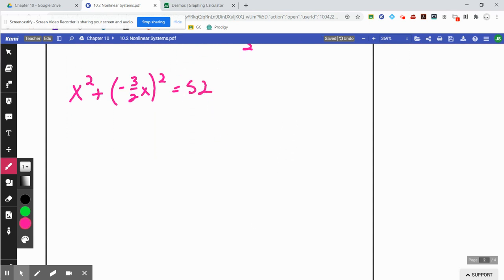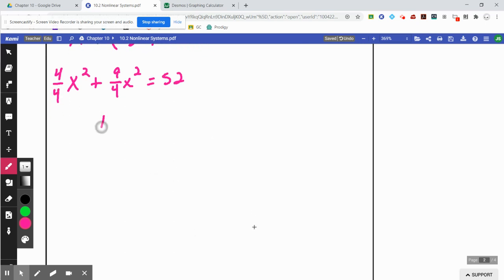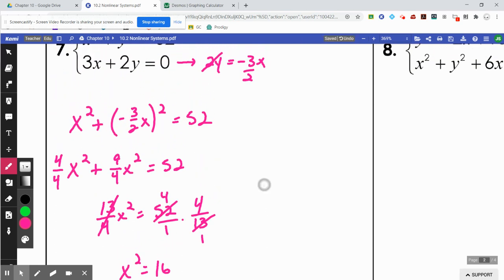To square -3/2 x, make sure you square everything. That's going to be x squared plus, square the negative, square the 3, square the 2, square the x. That's going to be 9/4 x squared equals 52. This is going to be 1x squared will be 4 over 4 with the common denominator. That's going to be 13/4 x squared equals 52. To get rid of 13/4, multiply the other side by 4/13. Those cross cancel, leaves you with 1 and 4, so that gives you x squared is 16. That worked out nice and neat, so therefore x is equal to plus and minus 4. Don't forget both. So there's your two solutions, a 4 and a -4.